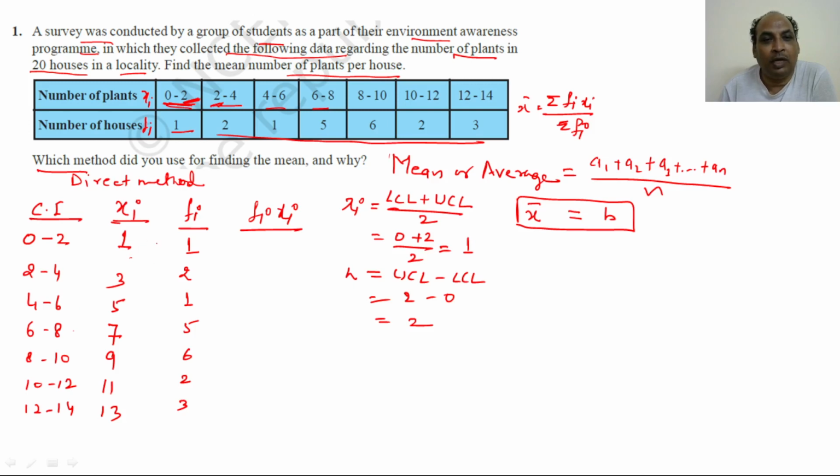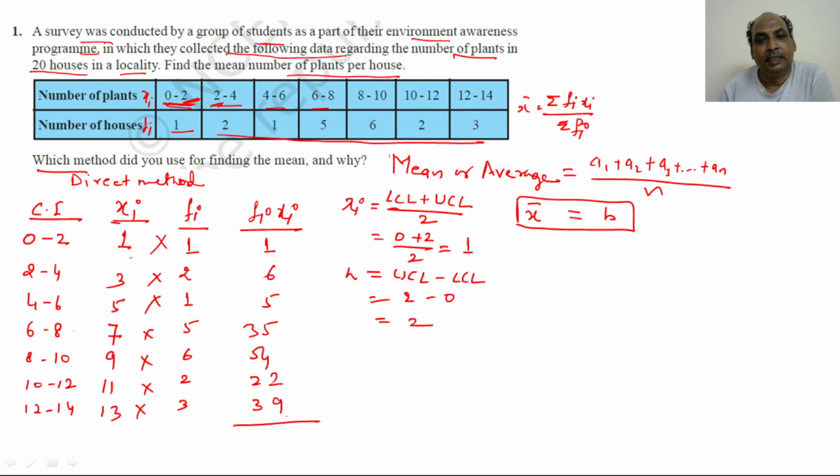So 1 into 1, correct? Xi Fi: 1 into 1, 1; 2 into 3, 6; 5 into 1, 5; 7 into 5, 35. Write down properly because you have to add. 35; 9 into 6, 54; 11 into 2, 22; and 13 into 3, 39. Right, let us add it now.